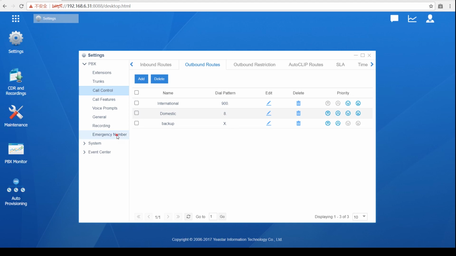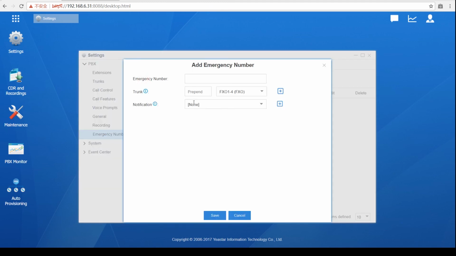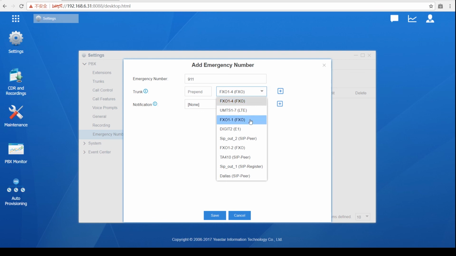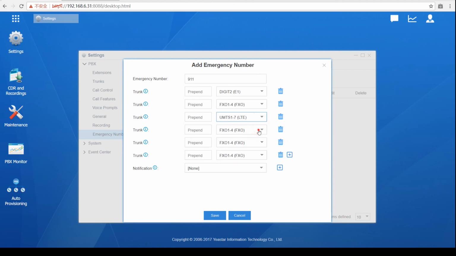So we need a mechanism for this kind of situation. This is why we have the emergency number. This can be found in the PBX. You click add. The emergency number is actually quite easy to understand. Firstly, you put in the number. Here we put in 911. This is the emergency number. And we define through which trunk we want to send out the 911 call. We strongly suggest that you use an E1 line, because any E1 line comes with 30 concurrent calls, which is really suitable for this kind of situation. But just to be safe, we can have all the trunks selected.